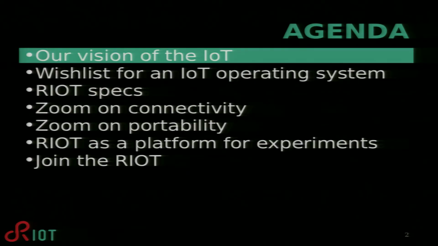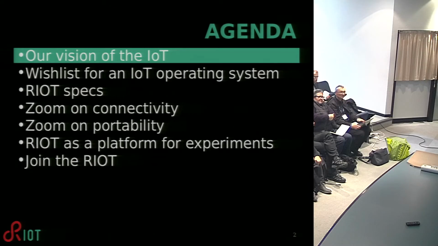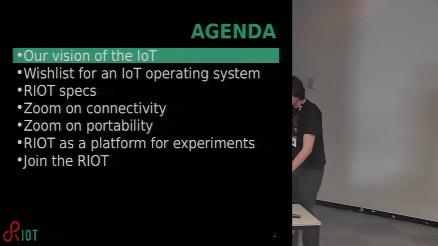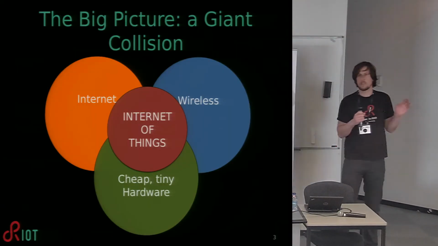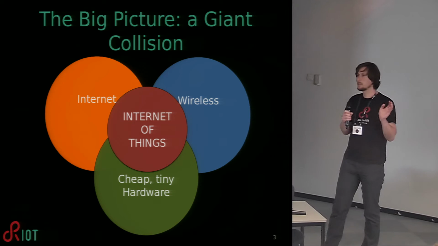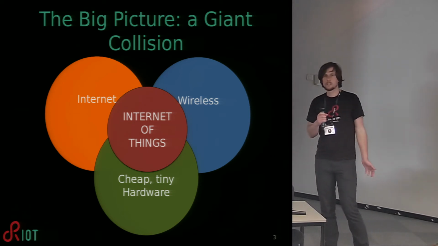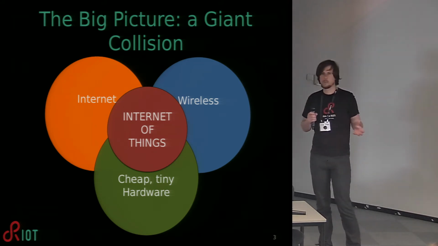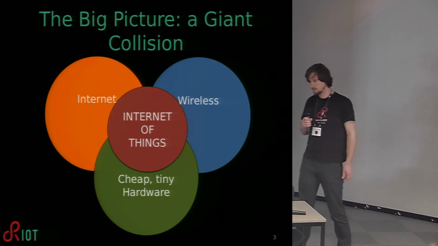Before I dig into the technical details of RIOT, I'll first give a brief look at what we see for the Internet of Things. So we think of the Internet of Things as a collision of 3 big domains: wireless connectivity, the Internet, and all these nice, cheap, little energy-efficient devices. And when they came together, bang, we have the Internet of Things.